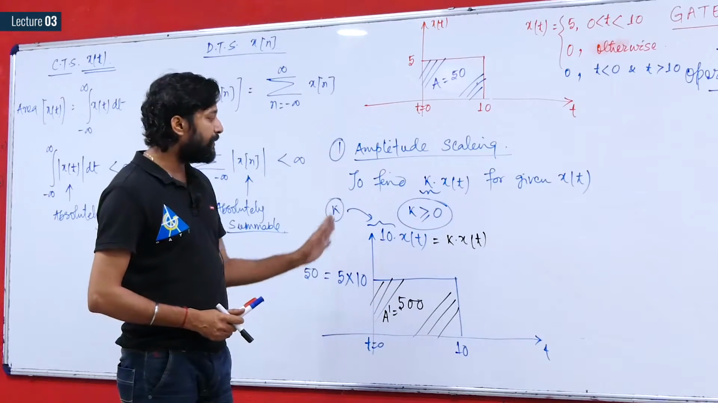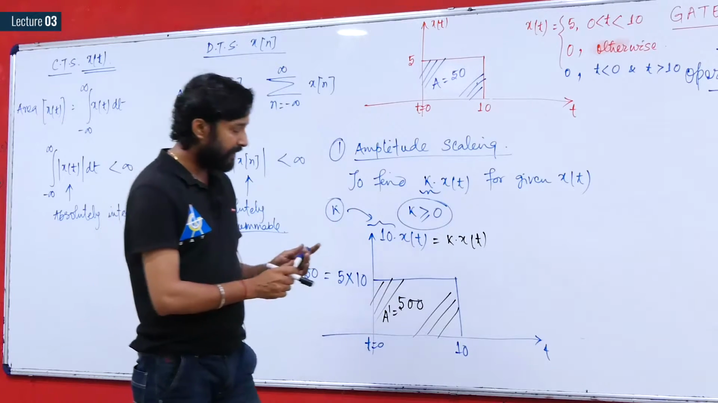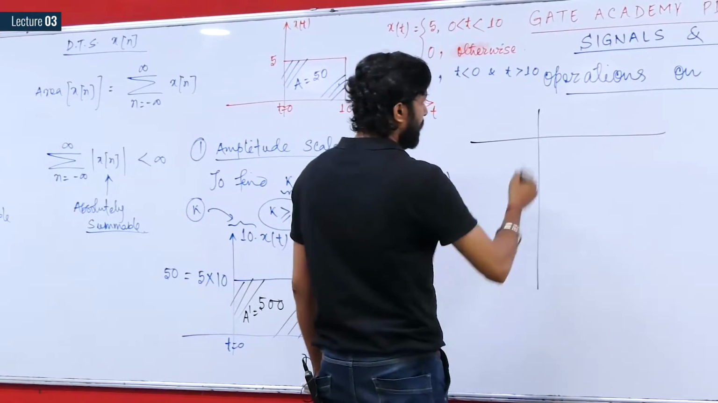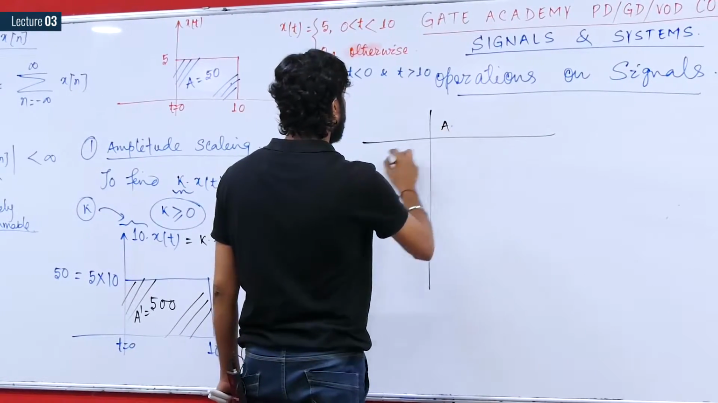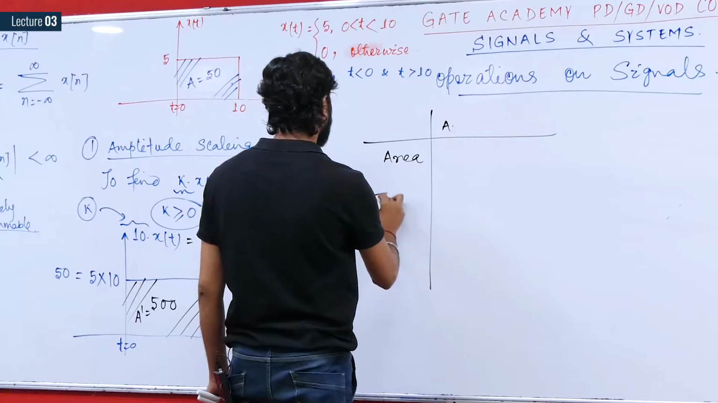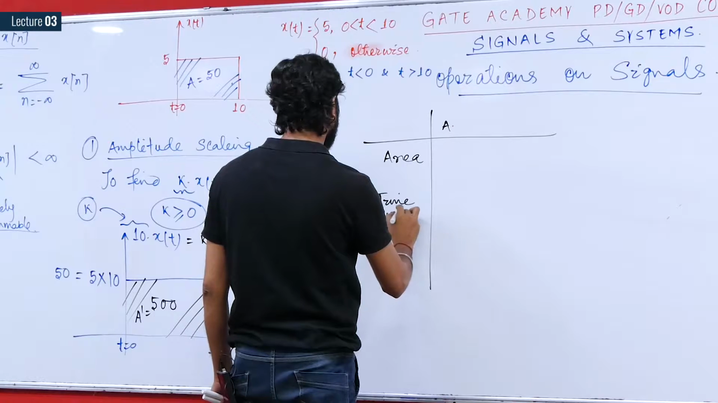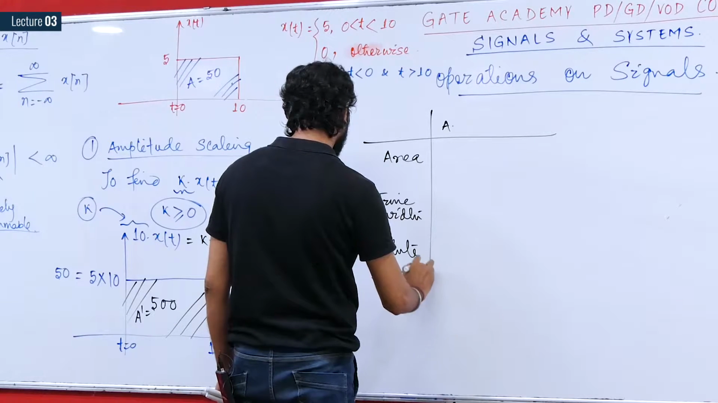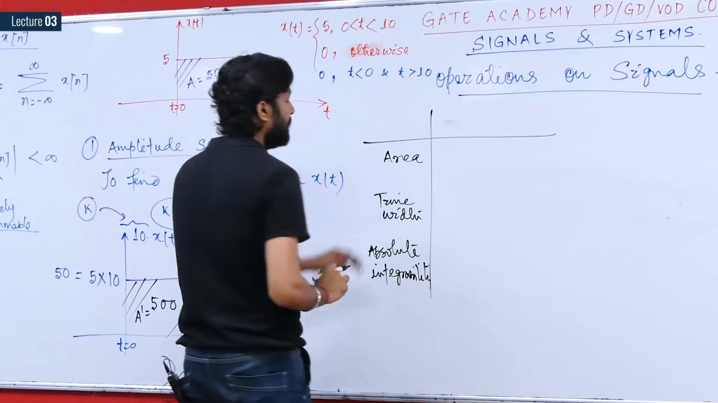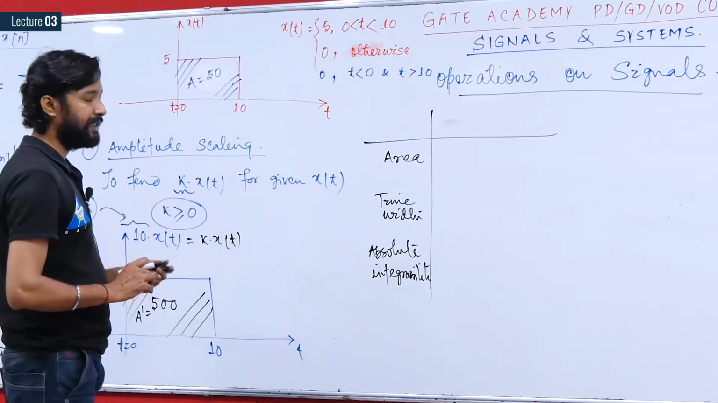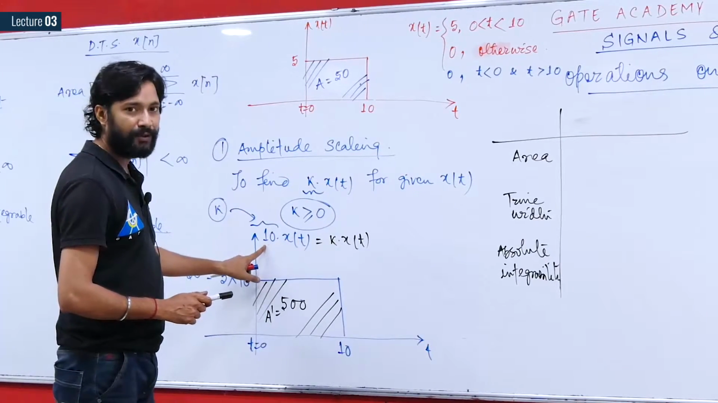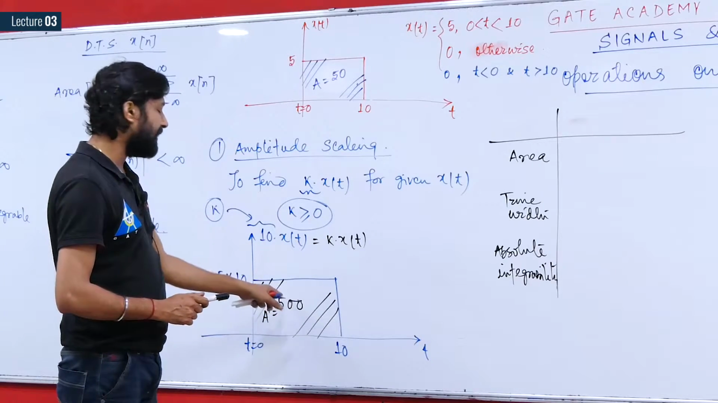that is 10. So now if you want to see the effects of this operation, if you see the area, time width, absolute integrability. So now we are taking the effects of this operation, that is amplitude scaling. So before amplitude scaling the area was 50, and after amplitude scaling by a factor of 10, the area gets multiplied by the same factor, that is 10.